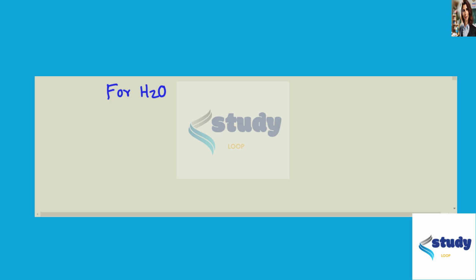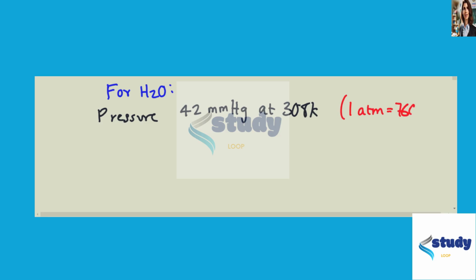So for water, we were given the pressure, which was 42, and obviously this unit here is very useless to us. We would want to convert it into atm, right? So what is the conversion for that? It is 1 atm is equal to 760, right?